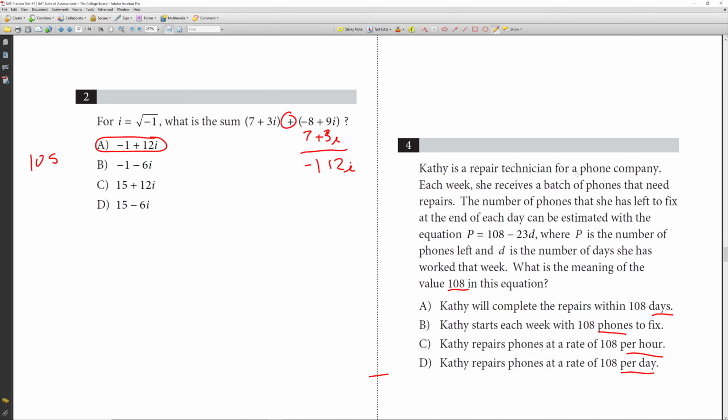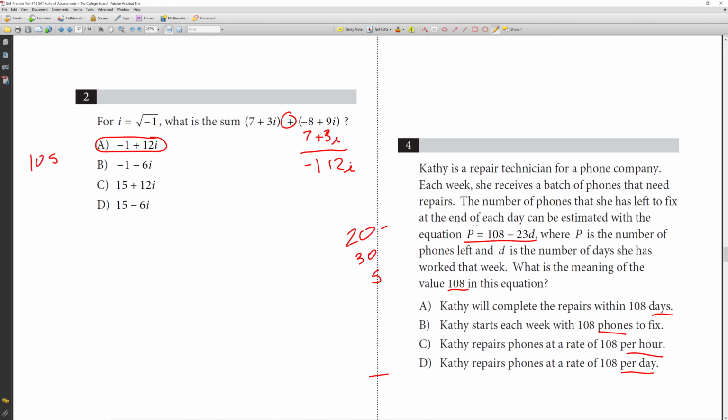Kathy is a repair technician for a phone company. Each week she receives a batch of phones that needs repair. The number of phones that she has left to fix at the end of each day can be estimated with the equation, where P is the number of phones left and D is the number of days she has worked that week. What is the meaning of the value of 108 in this equation? But because this is a larger passage, this should take about 20 to 30 seconds to answer.